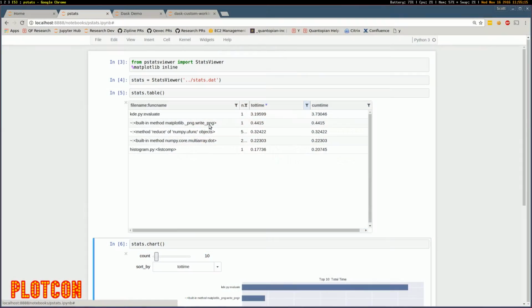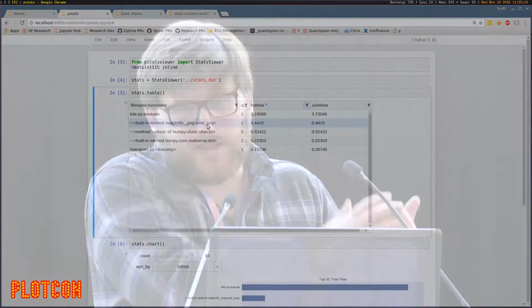Pstats and this pstats viewer tool, by contrast, only work with Python, right? This is a Python-specific tool. It only understands how Python works. But as a trade-off for that, it actually understands how Python works. And it can tell me information like, I spent a lot of time in matplotlib writing PNGs, instead of telling me that I spent time in some syscall writing somewhere.